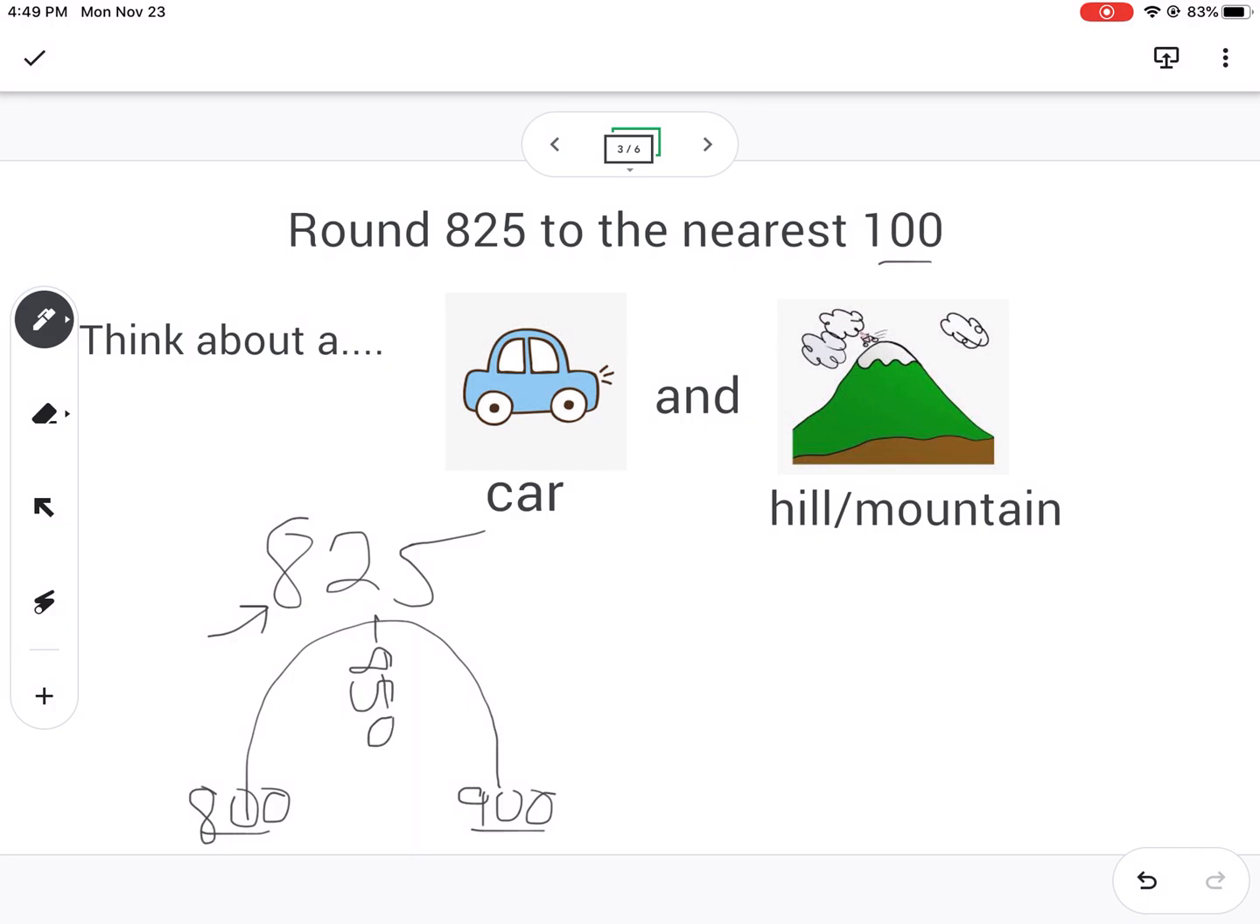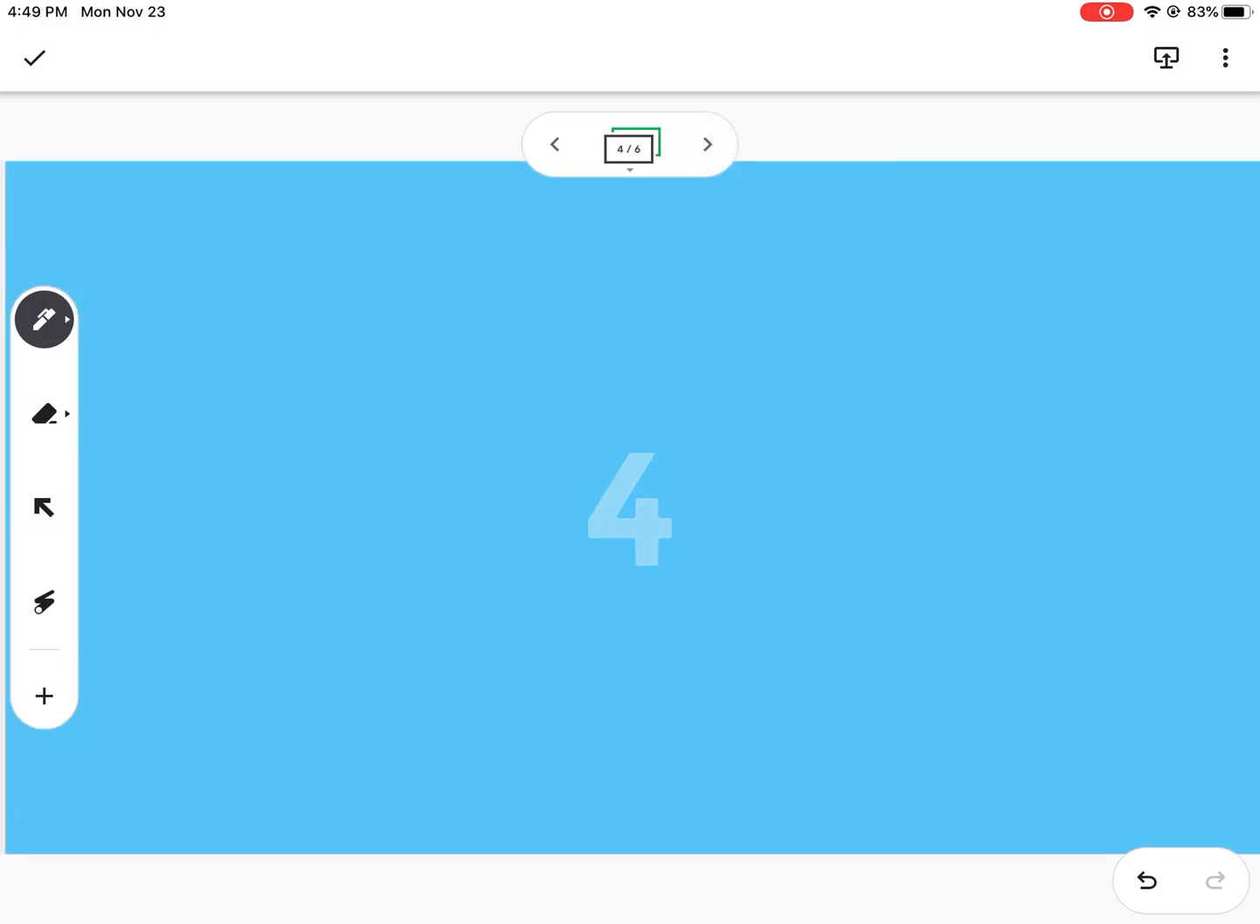So 825 is less than 850. So it's somewhere in here. This is where the car is, 825. So if I let my foot off that brake, bloop, it's going down to 800. So 825 rounds to 800. It's not going to magically go up the hill and down to 900. So 825 rounds to 800. Let's do another one.